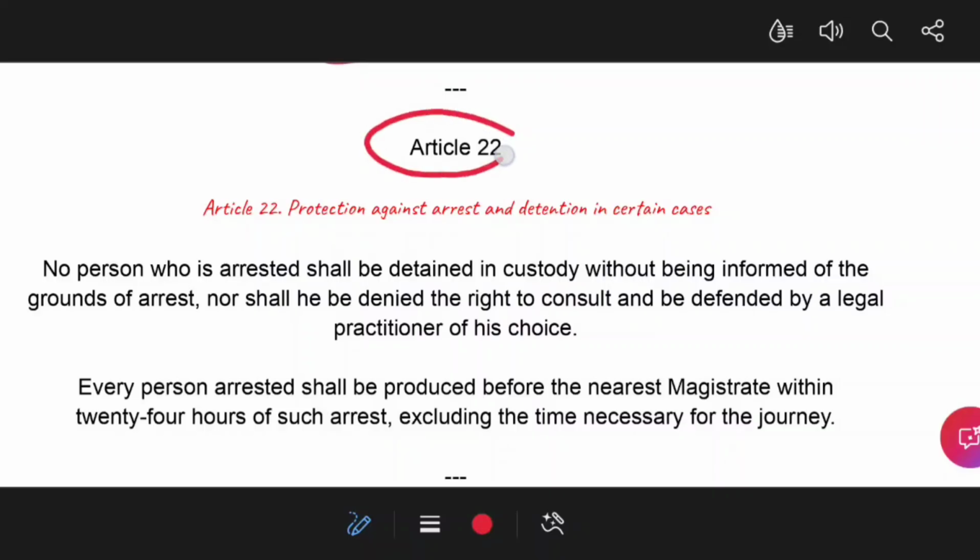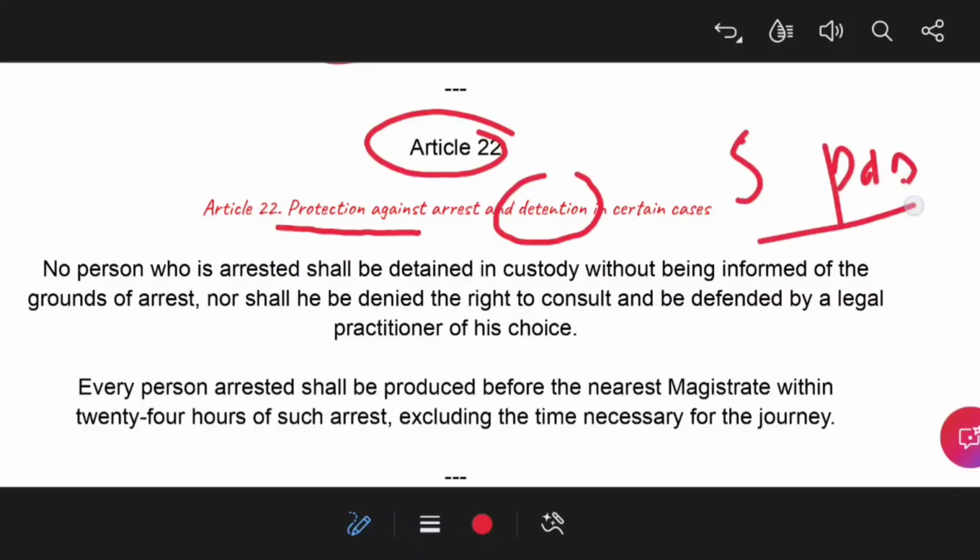Now, Article 22 talks about protection against arrest. If you are arrested, then what are the rights that are available to you? That is provided by Article 22. And there are two kinds of arrest: one is simple arrest and one is under preventive detention laws. Obviously they both have different rights, according to the situation.